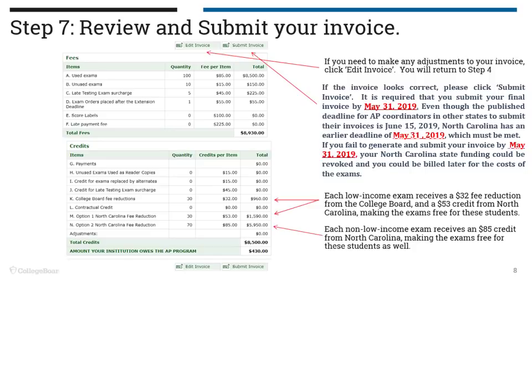Please remember, it's required that you do this final step by May 31st of this year. Even though the published deadline for AP coordinators in other states to submit their invoices is June 15th, we do have this unique invoice deadline in North Carolina of May 31st, which must be met.